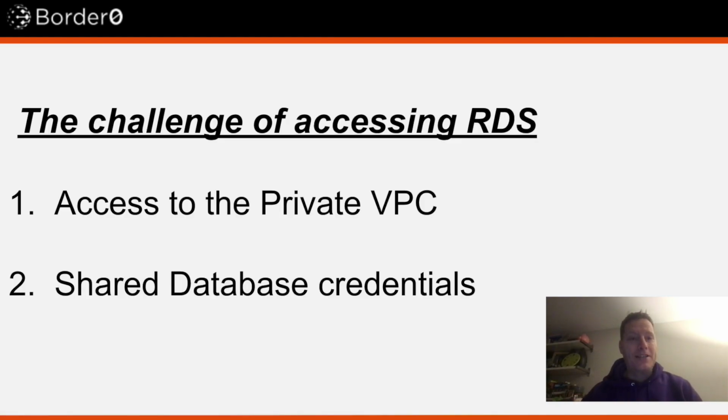When it comes to accessing private RDS databases securely, there are two main challenges. First off, network access, and second, shared database credentials. Regarding network access, these private VPCs provide security because they're isolated, right? They're in an isolated VPC and only those in the VPC can access it. But that makes it difficult for engineers and administrators that need to access the database for everyday tasks or troubleshooting.